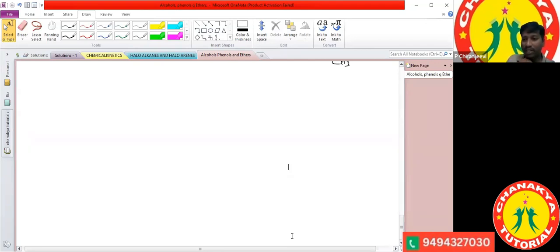Sir, why is it sp2? Because the OH group is directly attached to the benzene ring. In the benzene ring we have alternate double bonds and single bonds, so definitely it exhibits sp2 hybridization only. So in orthocresol, metacresol and paracresol, the carbon attached to the OH group exhibits sp2 hybridization. Until here, did you get the clarity?